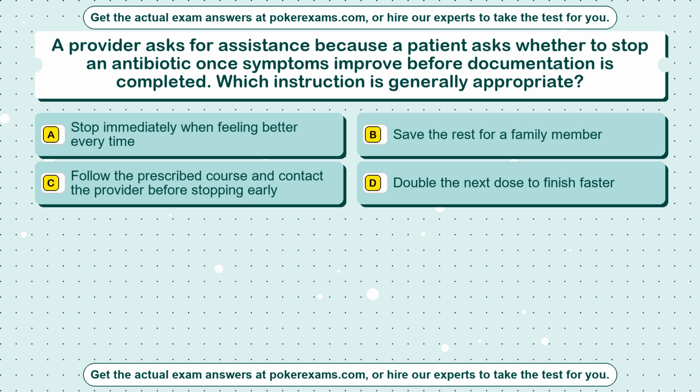Question 47. A provider asks for assistance because a patient asks whether to stop an antibiotic once symptoms improve before documentation is completed.